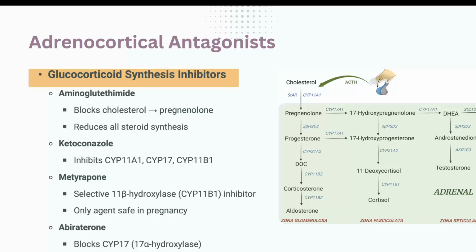We have metyrapone, responsible for inhibition of 11 beta hydroxylase, or cytochrome P11B1, responsible for inhibiting the conversion of deoxycortisol to cortisol. The difference between metyrapone and another member of this class is that it is the only one safe for pregnancy. Abiraterone is responsible for inhibition of cytochrome P17.